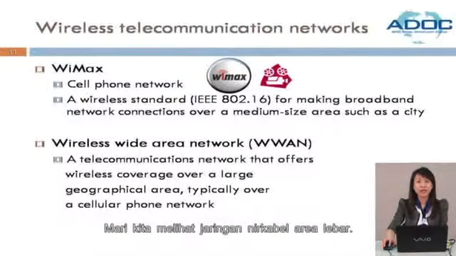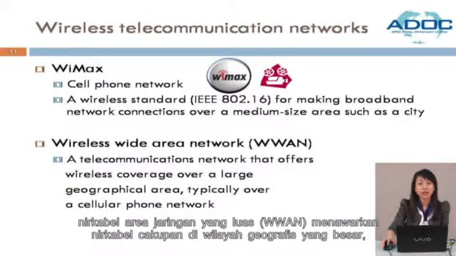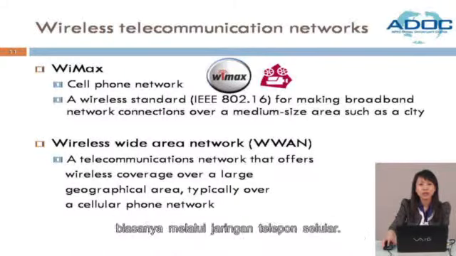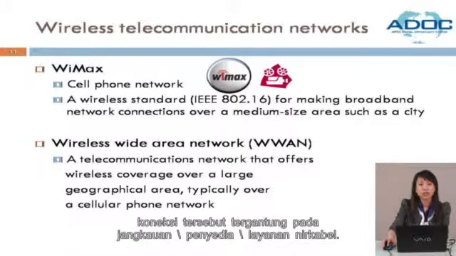Let's see the wireless wide area network. Wireless wide area network offers wireless coverage over a large geographical area, typically over a cellular phone network. This means that a user with a mobile computer can access the Internet regionally, nationally, or even globally. Such connection depends on the coverage of the wireless service provider.